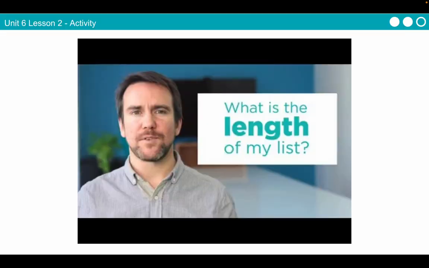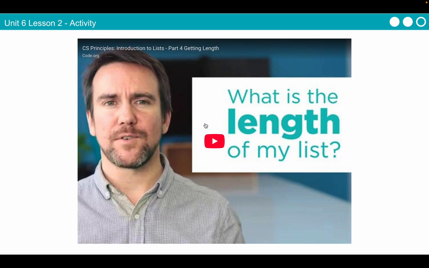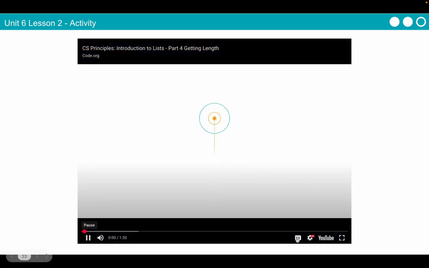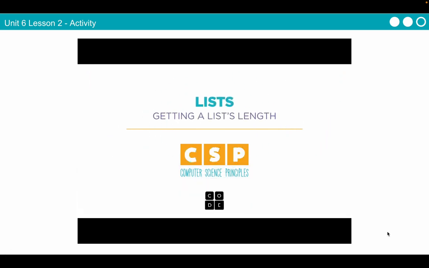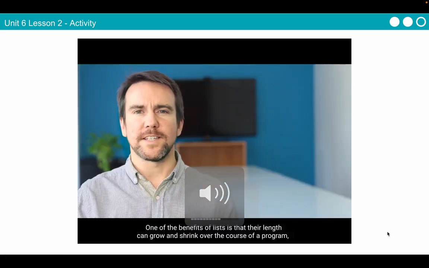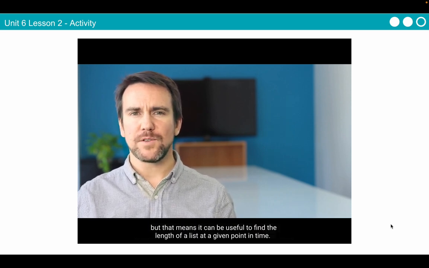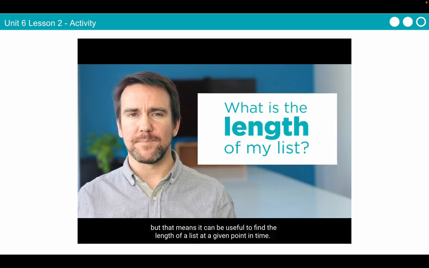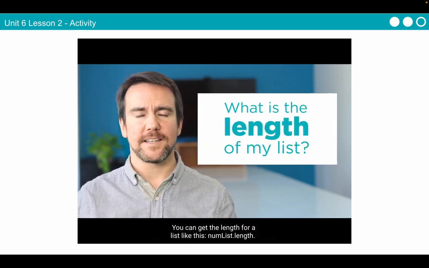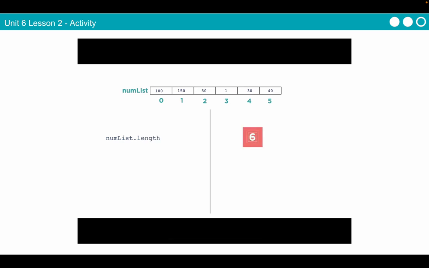So we're going to watch this video real quick. Part 4, getting the length of a list. One of the benefits of lists is that their length can grow and shrink over the course of a program. But that means it can be useful to find the length of a list at a given point in time. You can get the length for a list like this: numList.length. When your program runs, the computer will replace this with the current length of the list. In this case, the length of the list is 6.